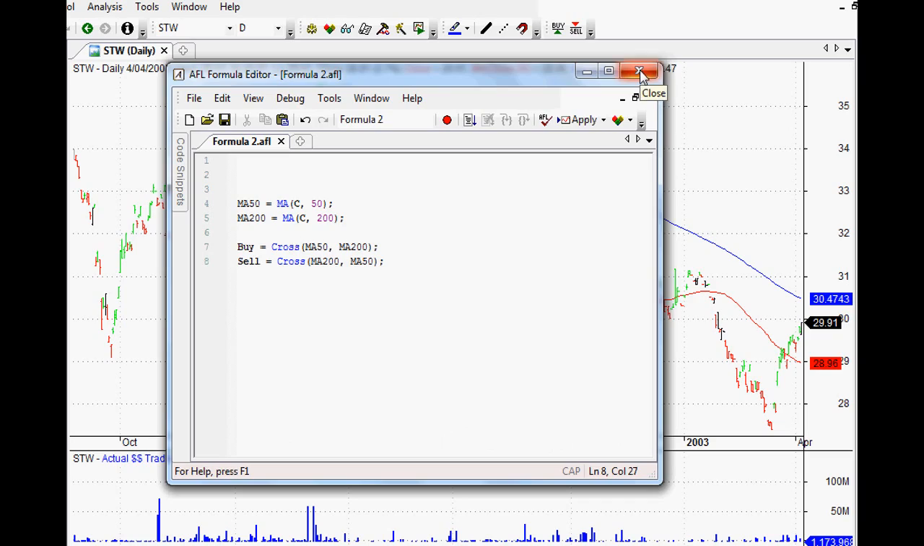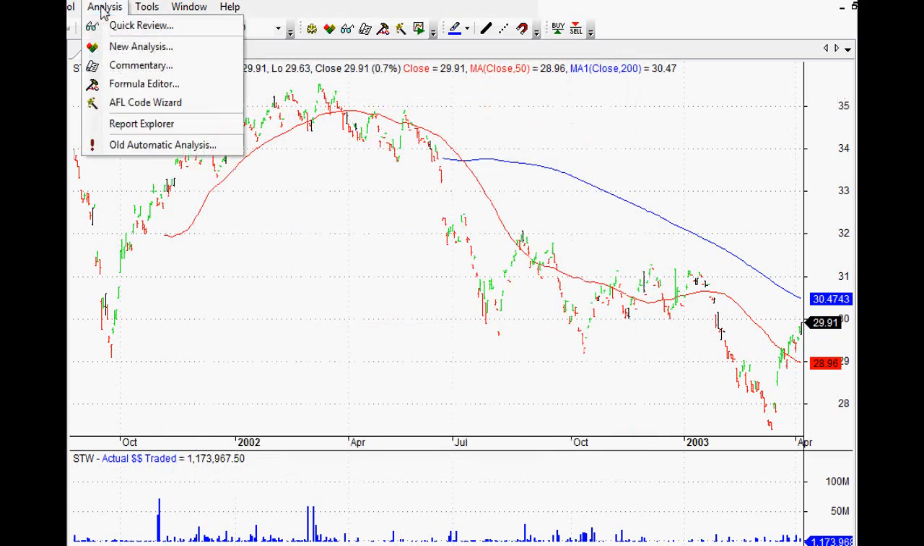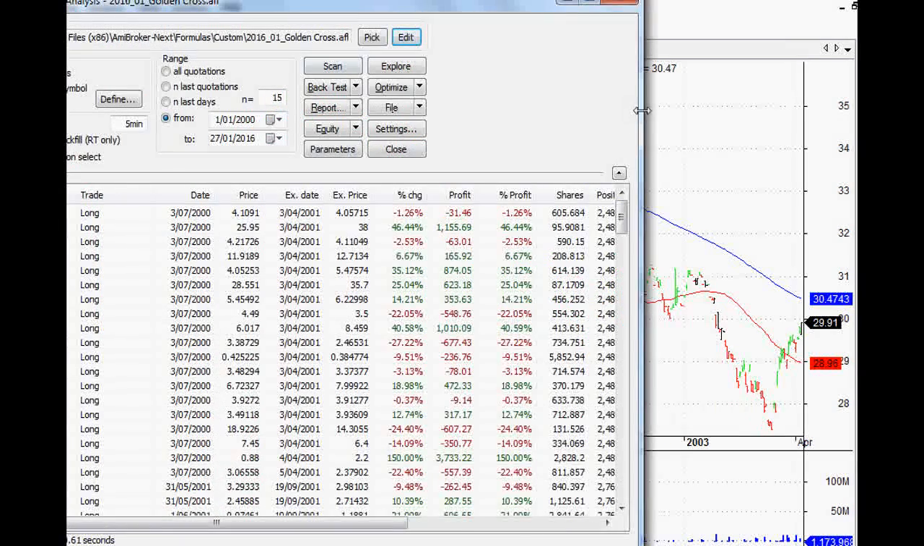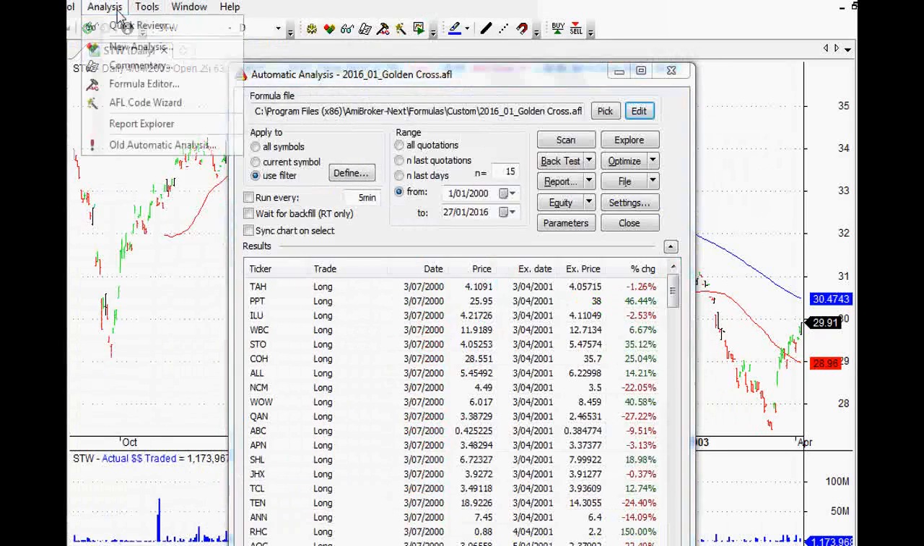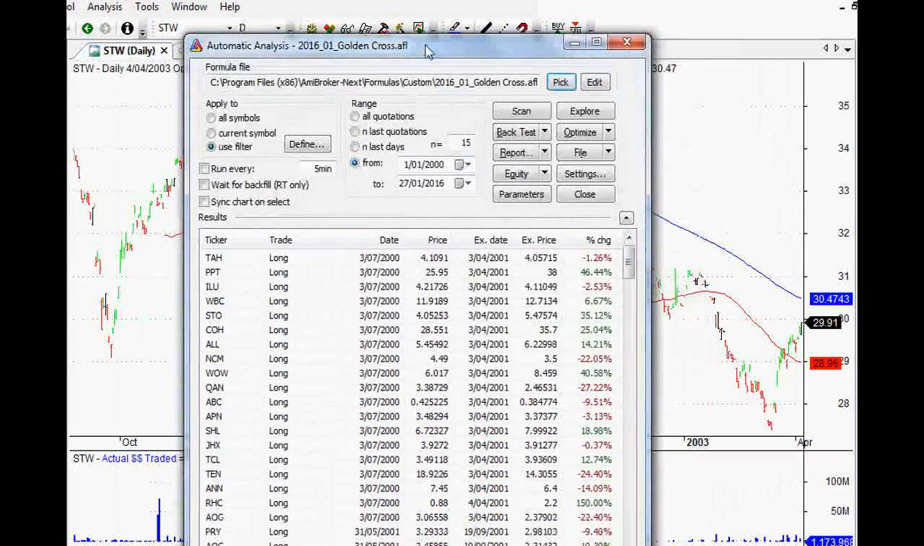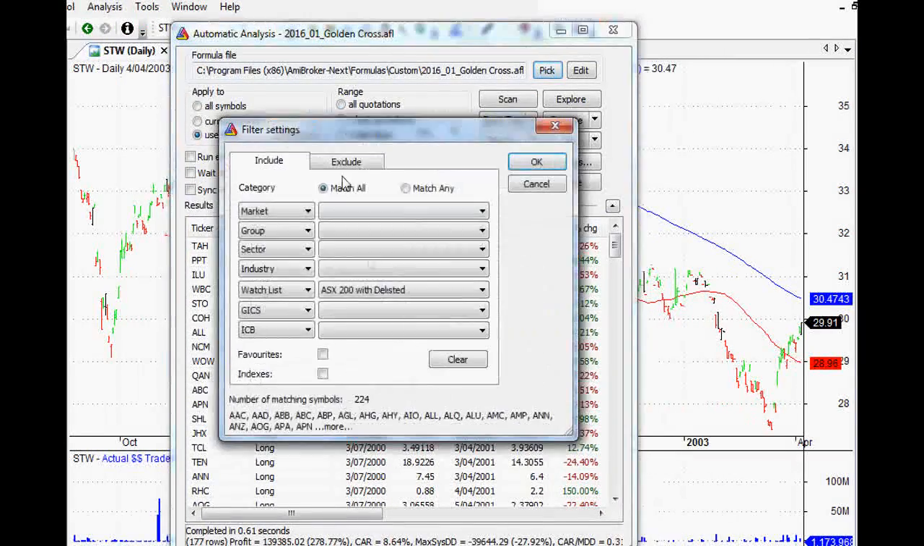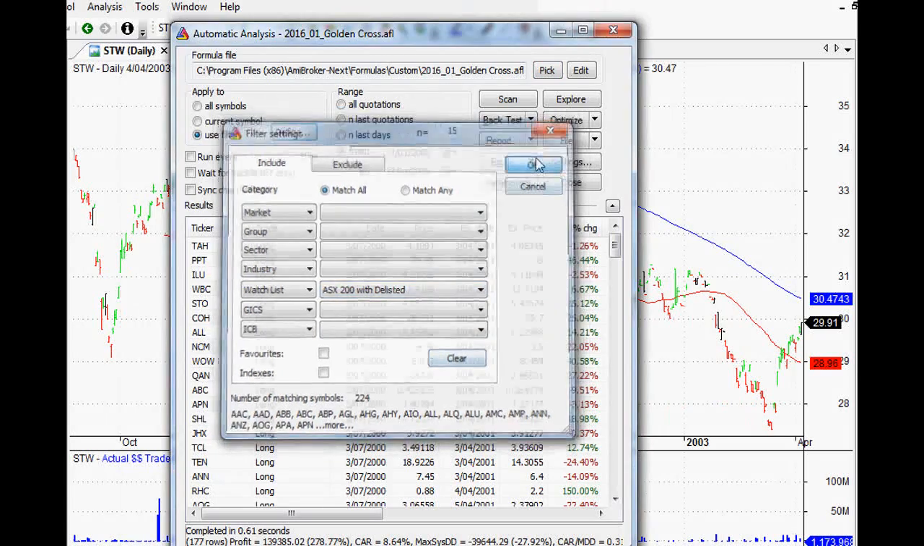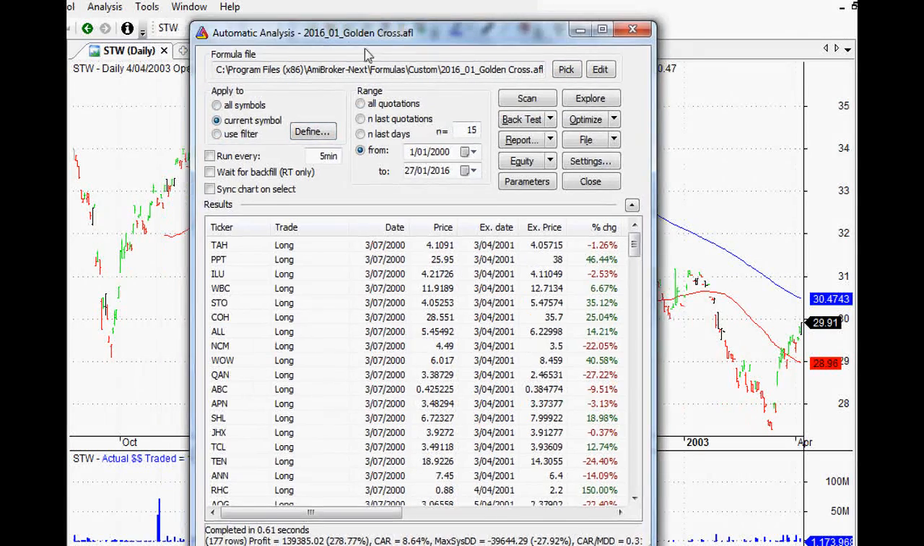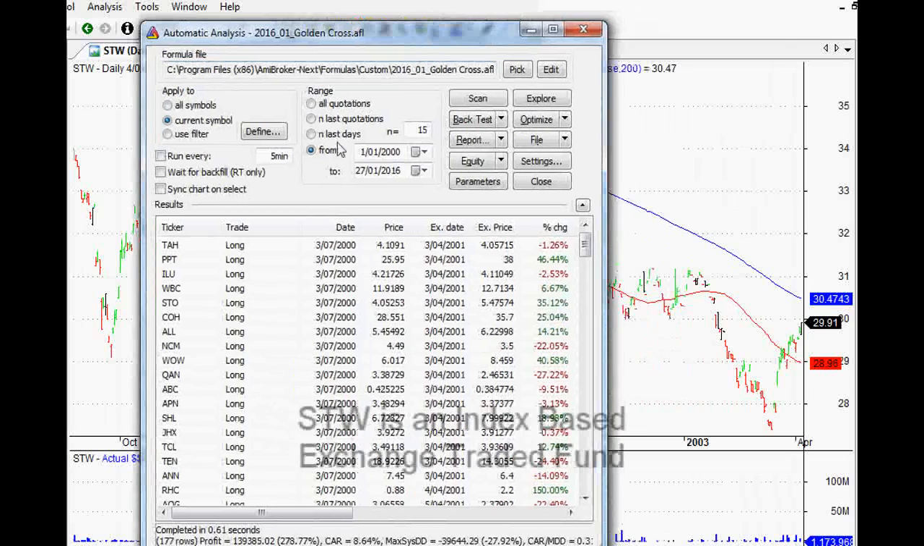That's how that reads. Now I'm going to jump into the analysis window. You can go to the new analysis window or the old automatic analysis. This one floats around, which I like. So that's pretty cool. I'm just going to use the current symbol, which is STW, the same as Nick recommended. Let's do it over the last 15 to 16 years.